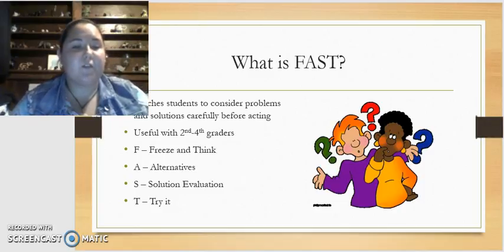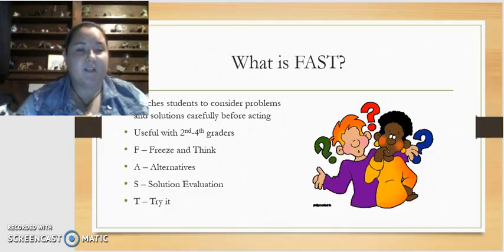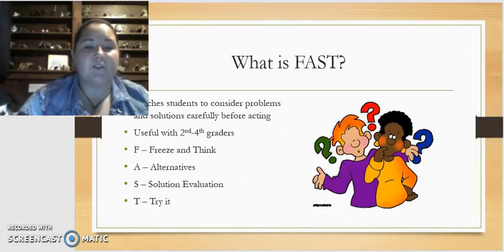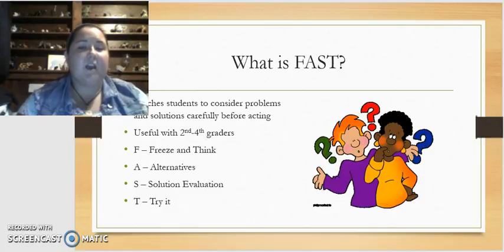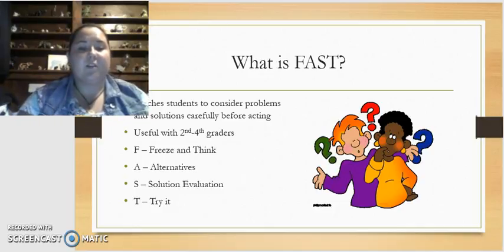So F stands for freeze and think. So the student stops and thinks about what the problem is. A is for alternatives. The students think of different solutions that they could find to the problem, like tell the teacher or talk to the student, or different solutions. S is solution evaluation. So they think about the solutions and the consequences of the solutions. What would happen if they chose that one? And once they find a solution that they feel is the best, they would try it.